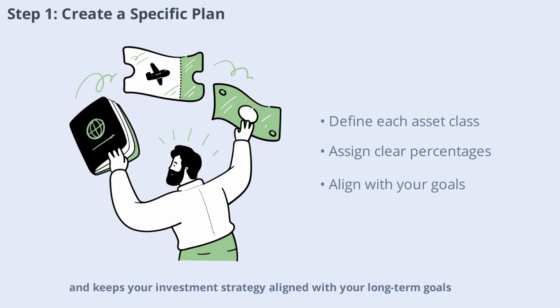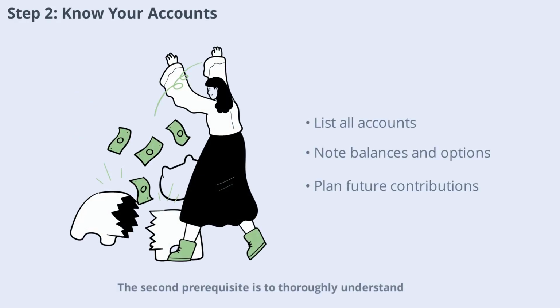A specific plan helps you stay disciplined, especially during market ups and downs, and keeps your investment strategy aligned with your long-term goals. Second prerequisite is to thoroughly understand what you have in each investment account. List out every account, its current balance, expected contributions, and available investment options. For example, you might have a 401k with limited fund choices, Roth IRAs with broad options, and a taxable account with access to all public investments.